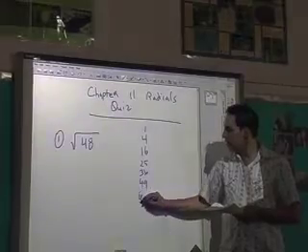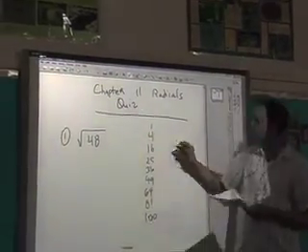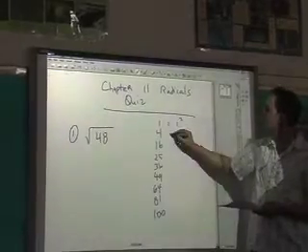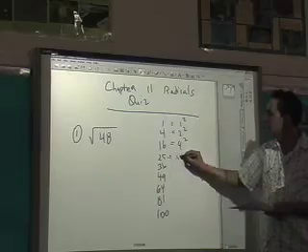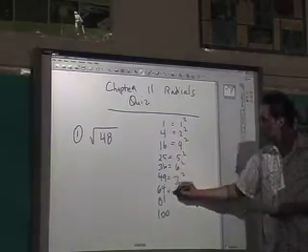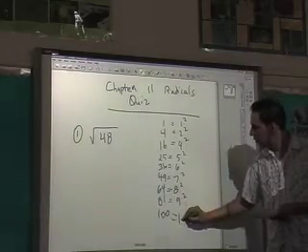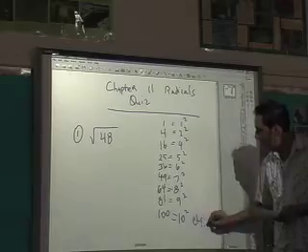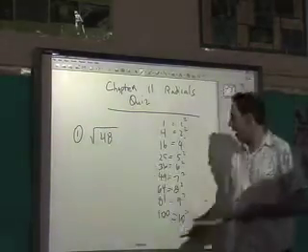49, 64, 81, 100, 121. These are perfect squares, because this equals 1 squared, equals 2 squared, equals 4 squared, equals 5 squared, equals 6 squared, equals 7 squared, equals 8 squared, equals 9 squared, equals 10 squared, etc. Guys, you need to know these, because you'll recognize right away how this works.